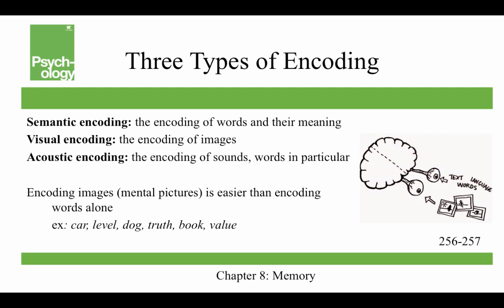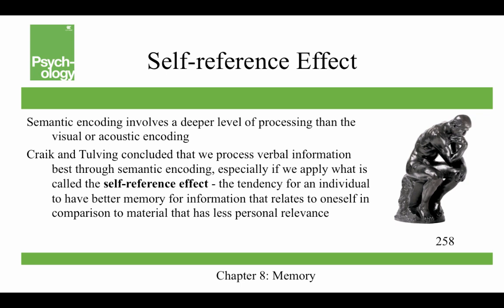And this comes from research that shows that when people recall a list of words, they tend to recall them in categories, which means that they paid attention to the meaning of the words that they encoded. Visual encoding is images, and acoustic encoding is sounds. Now, when you encode images or mental pictures, it's easier than encoding words alone. So something like car or dog or book, because they're high imagery words and they're concrete, they're easier to recall because they're encoded both visually and semantically compared to something like level or truth or value. And that's what Paivio called dual coding theory.